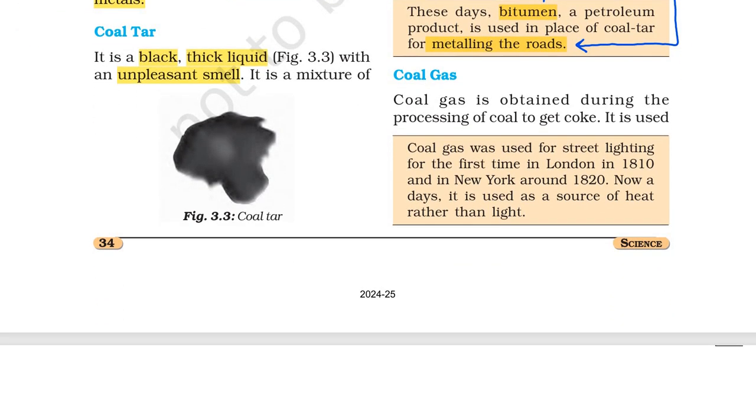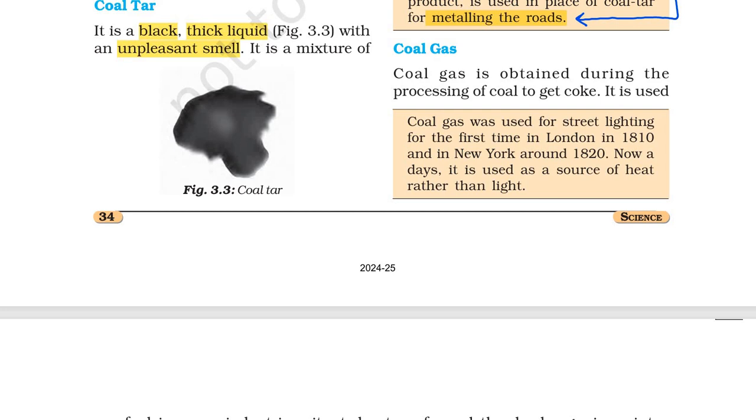Coal gas is a gas, and it is obtained during the processing of coal to get coke.